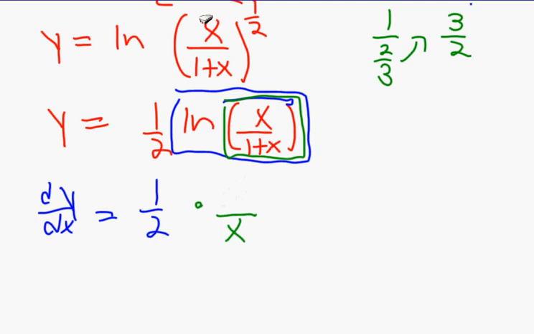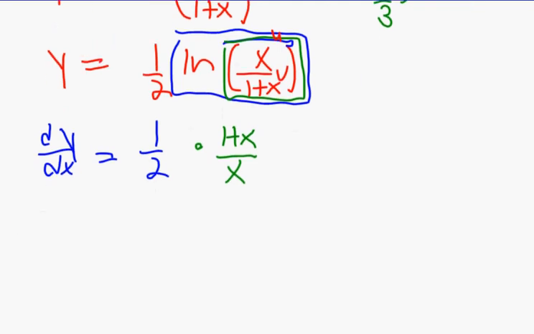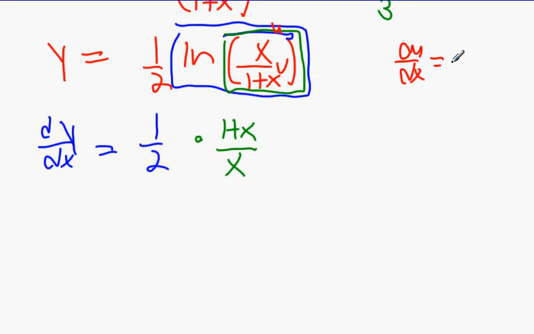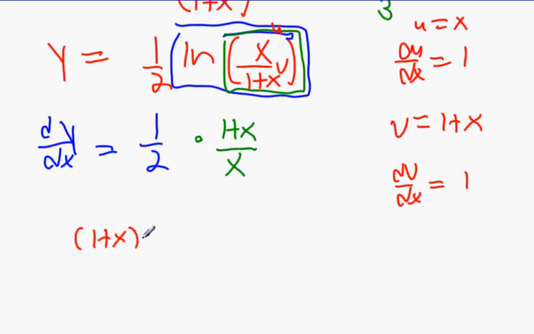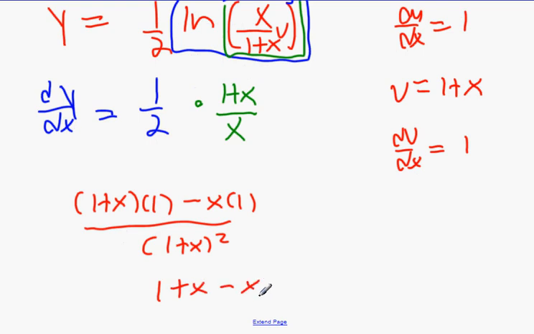What type of rule is in the box for differentiating it? Quotient rule. Okay? du dx equals 1, u equals x, v equals 1 plus x, dv dx equals 1. So we're going to get v times du dx, which is 1 plus x multiplied by 1, minus u times dv dx, which is x times 1, all over 1 plus x squared. Now look what happens here, guys. 1 plus x minus x cancels, and we get 1 over 1 plus x squared.